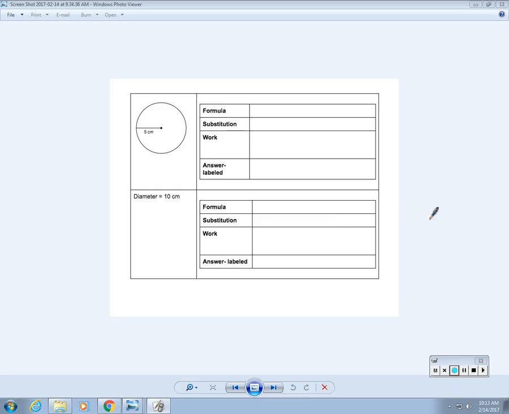3.14 times 10 is going to equal 31.4. So circumference equals 31.40 what? Centimeters.